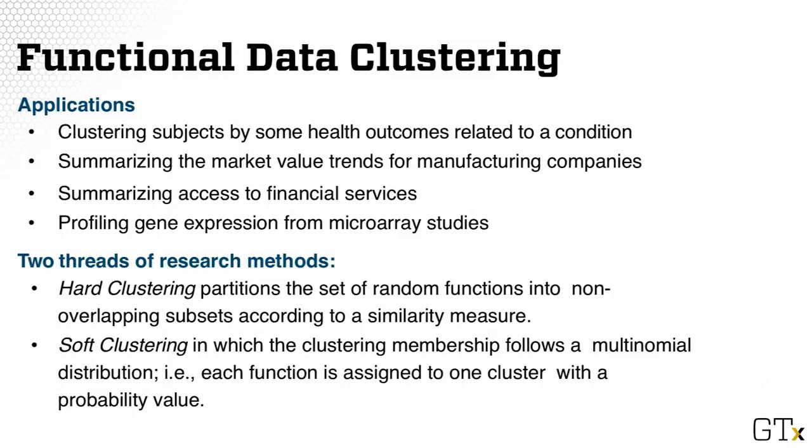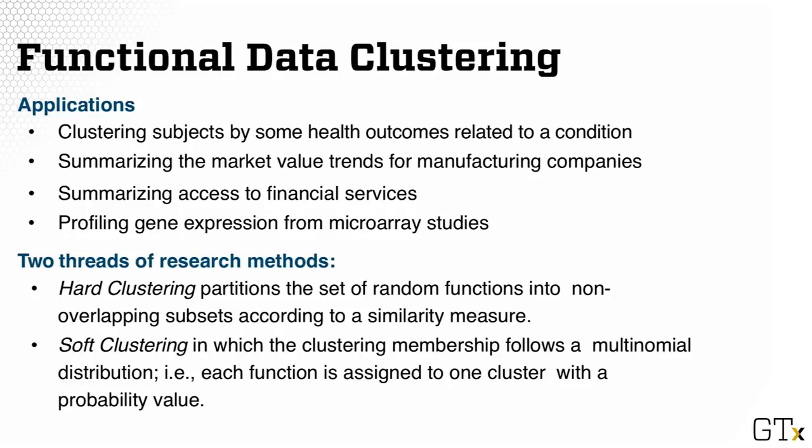And a fourth example is profiling gene expression from microarray studies to identify genes which respond to a treatment for diabetes. In clustering analysis, there are two types of research methods: hard clustering, which partitions the set of random functions into non-overlapping subsets of random functions according to a similarity measure, and soft clustering, in which the clustering membership follows a multinomial distribution. In other words, each function is assigned to one cluster with a probability value.